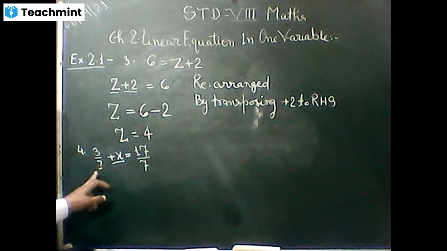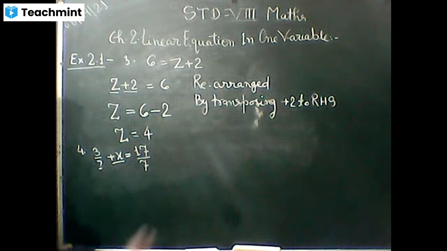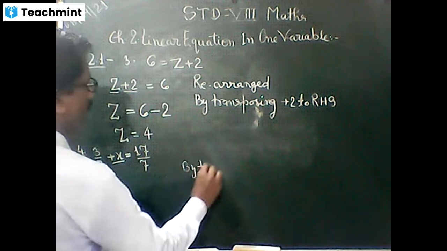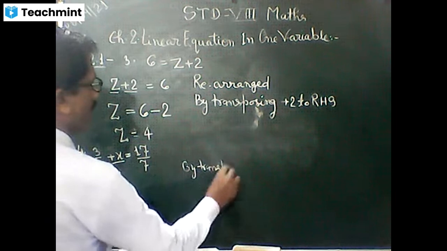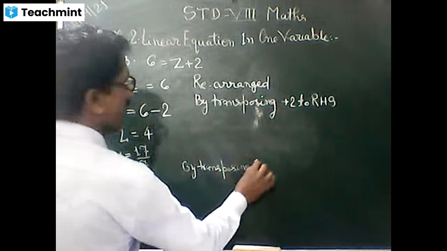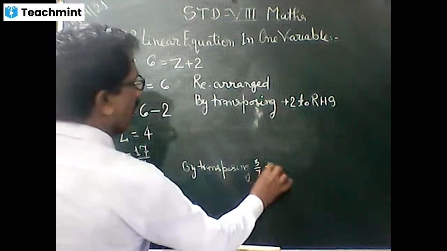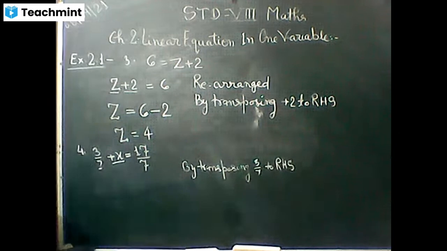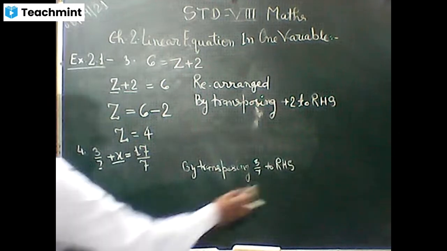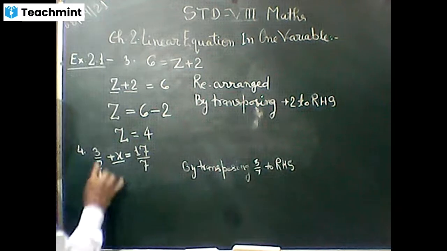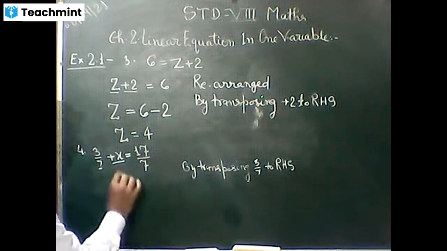So in the transposing order, we have to transpose 3 by 7, by transposing 3 by 7 to the right hand side. We can write it, or otherwise, if you have set up your mind, then you may write RHS or not. If we are transposing, this term goes to the right hand side and only x remains.